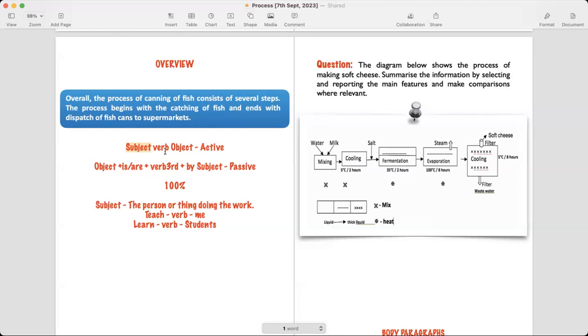So, पर हमें object पता है. क्या mix हो रहा है बताओ. Water and milk. So what's the object? Water and milk. We know the object, but we don't know the subject. And so we have to make the passive sentence which starts with an object.